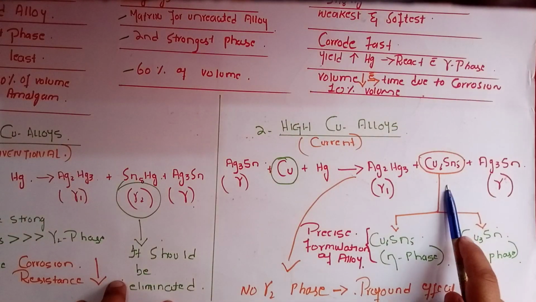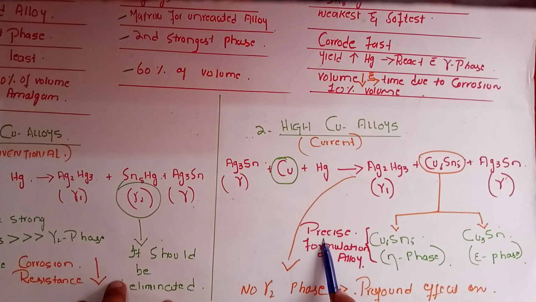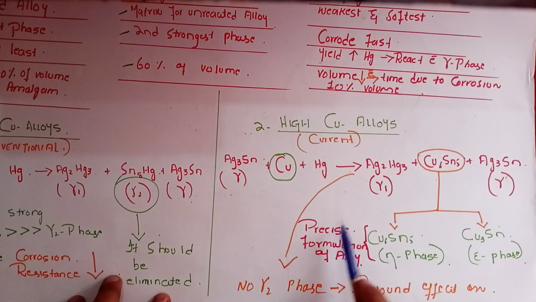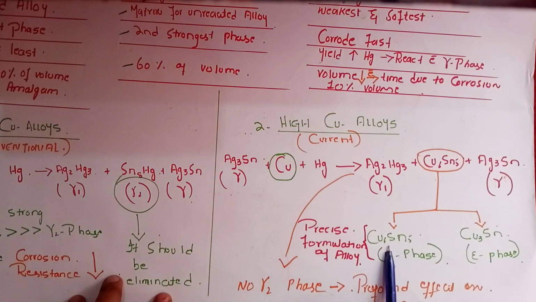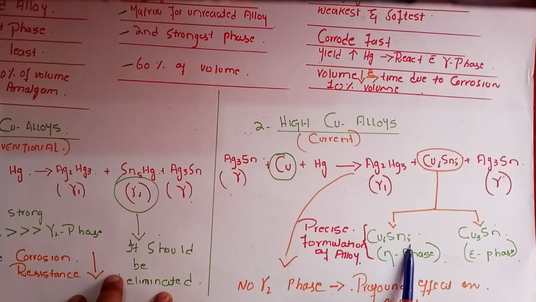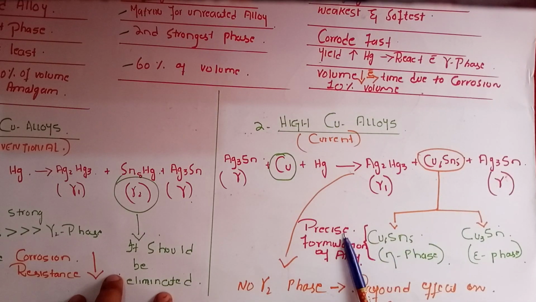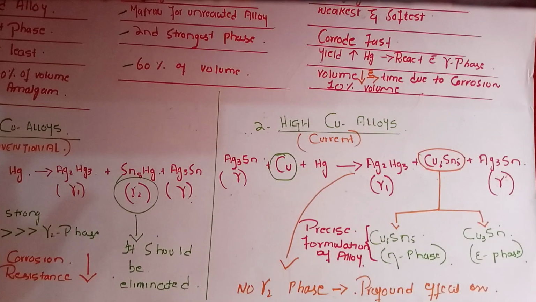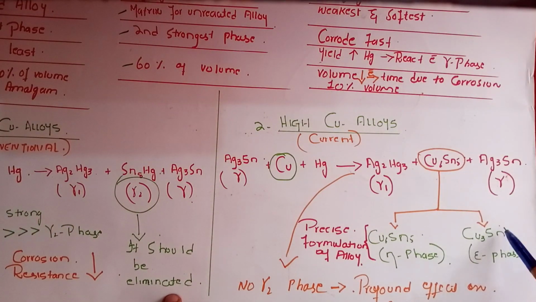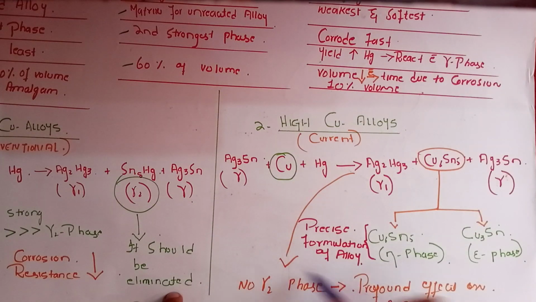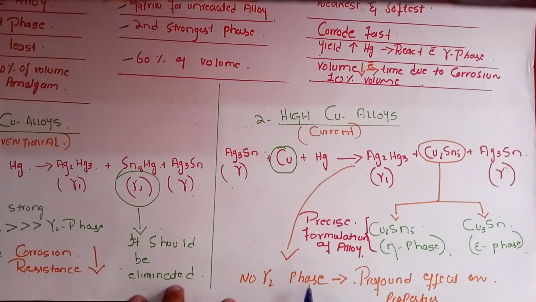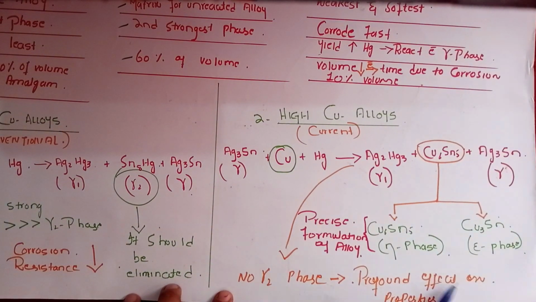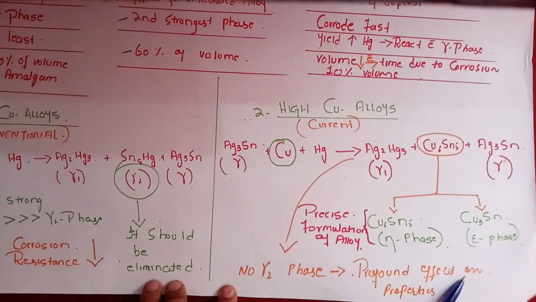The copper tin phase, on the basis of the precise formulation of the alloy, can be named the lambda phase, which is Cu6Sn5, or it can be called the eta phase, which is Cu3Sn. In this reaction, there is no gamma 2 phase, and this elimination of the gamma 2 phase produces a profound effect on the properties of the amalgam alloy.